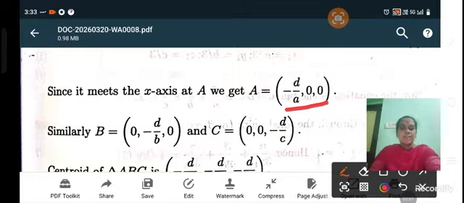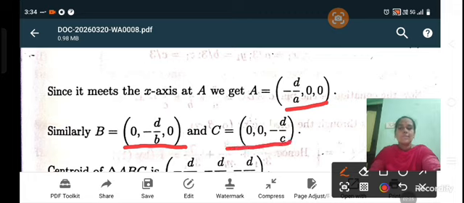Next, on the y-axis, x equal to 0, z equal to 0, then B is equal to (0, -d/b, 0). On the z-axis, we get x equal to 0 and y equal to 0, then we get C is equal to (0, 0, -d/c).